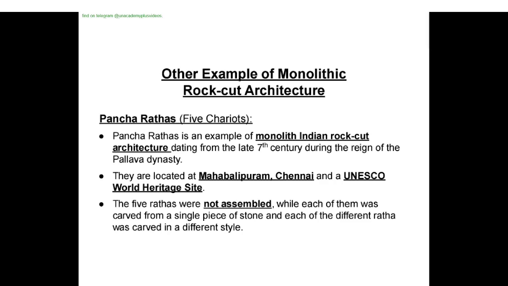Other examples of monolithic rock cut architecture, Pancharathas or 5 chariots. Pancharathas is an example of monolithic Indian rock cut architecture dating from the late 7th century during the reign of the Pallava dynasty. They are located at Mahabalipuram, Chennai and are a UNESCO World Heritage Site. The 5 rathas were not assembled; each of them was carved from a single piece of stone and each of the different rathas was carved in a different style.